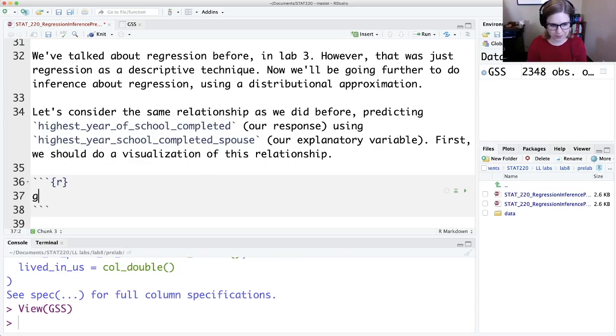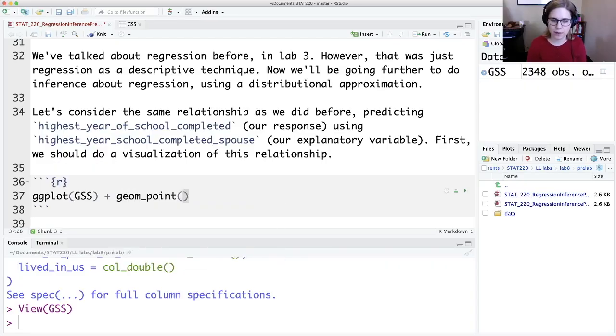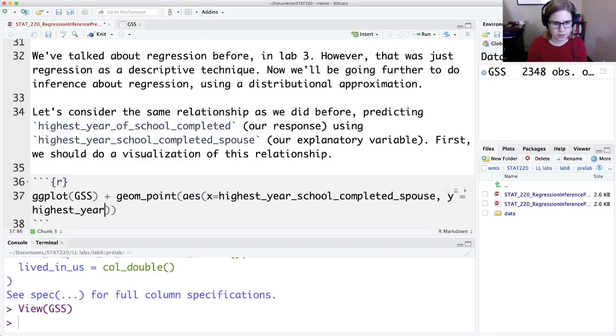All right, I'm going to do it. So as always, we start off with a ggplot, and then we need to tell it the name of our data set, which is GSS in this case. And then outside those parentheses, I need a plus, and then I'm going to do a geom_point so that I can make a scatter plot. Inside that geom_point, I need an aes for aesthetic, and then parentheses, and then I need to pick out what my x and y variables are. So my x variable, that's going to be my explanatory variable, which is highest year school completed spouse. And then my y variable is highest year of school completed.